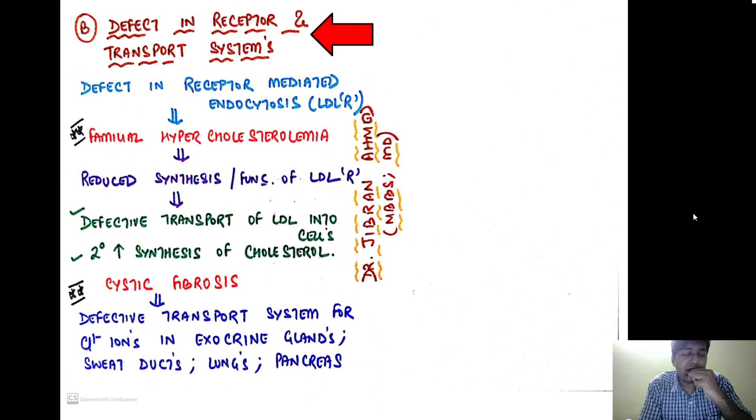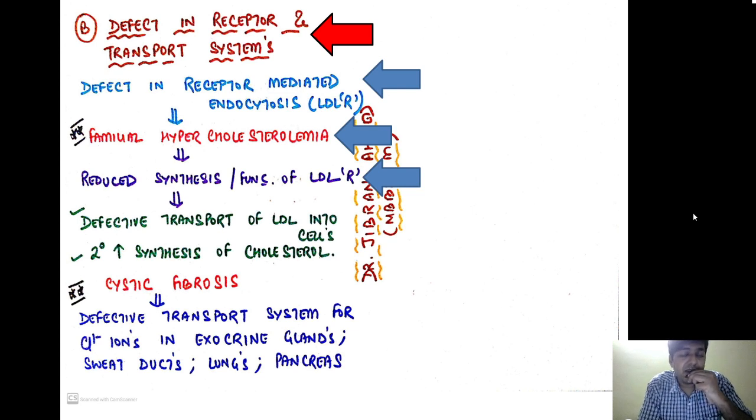Now we are going into the second defect. The second molecular and biochemical defect in Mendelian disorders is a defect in the receptor and transport system. So let us see what happens. Whenever there is a defect in receptor mediated endocytosis, the best example of this is familial hypercholesterolemia, where there is a defect in the LDL receptor. This disorder is characterized by reduced synthesis or function of the LDL receptor.